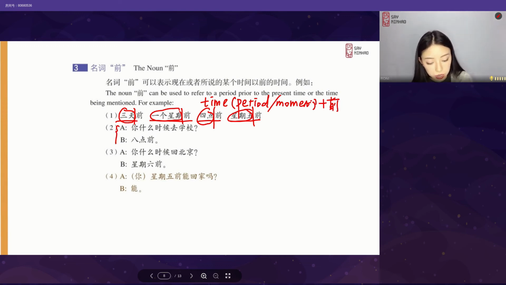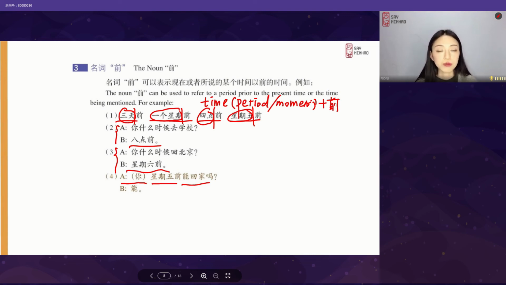Okay, let's see another example. 你什么时候去学校? When will you go to the school? 8点前, before 8 o'clock. Okay, next one. 你什么时候回北京? When will you go back to Beijing? 星期六前, before Saturday. Okay, next one. 你星期五前能回家吗? Will you go back home before Friday?